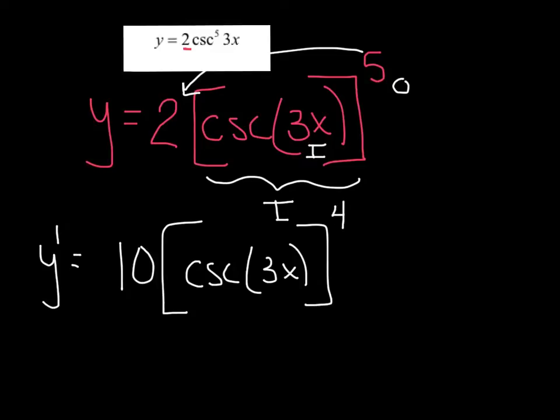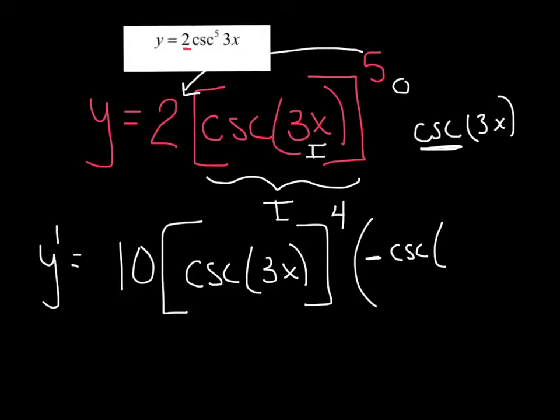Now if you have to, rewrite your inside, cosecant of 3x. Now we're taking its derivative. The derivative of cosecant is negative cosecant, keep the inside, cotangent, keep the inside, times the derivative of the inside, which is 3. Alright, watch that bear trap. That's one we got to watch for. Keep the inside.